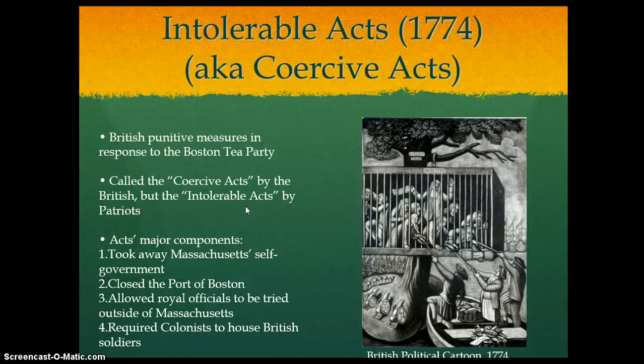So the Acts' major components were that they took away Massachusetts self-government. So the over 100 years that Massachusetts had been creating its own government were taken away in the stroke of a pen. It closed the port of Boston completely, and then it allowed royal officials to be tried outside of Massachusetts. So the court system, which had been established in Massachusetts, was basically struck down because Massachusetts self-government went away. And so all people who had been accused of crimes, who were royal officials, would be tried outside of Massachusetts.